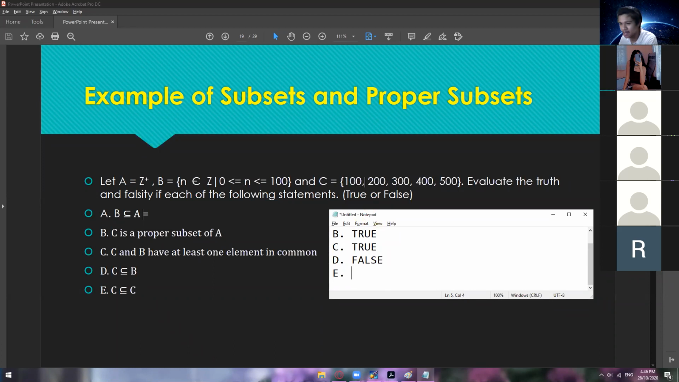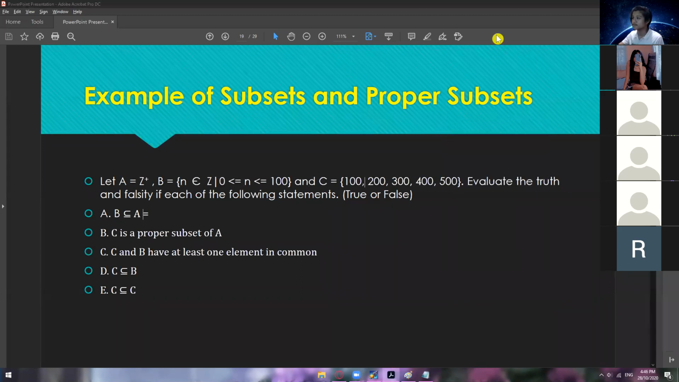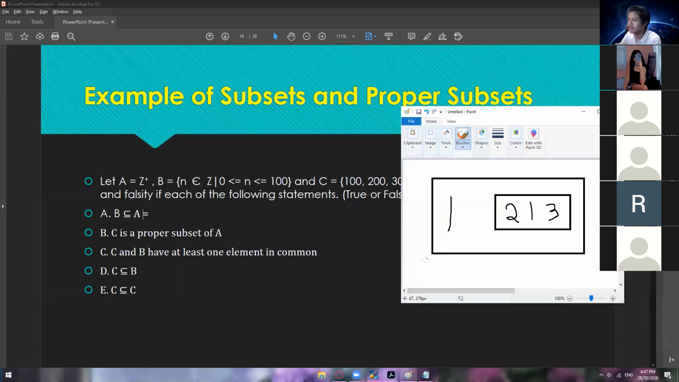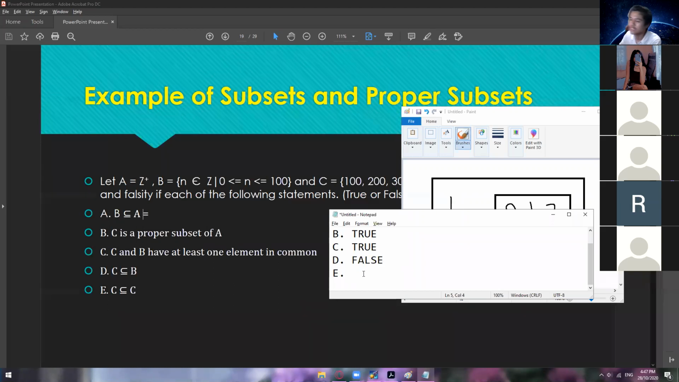How about letter E? Is C a subset of itself? True. So for this one, it's true. Nasagot na natin to kanina. Any set is a subset of itself. Okay? It is a subset of itself kasi lahat naman ng element sa sarili niya is nandun sa kanya. So this one is true.